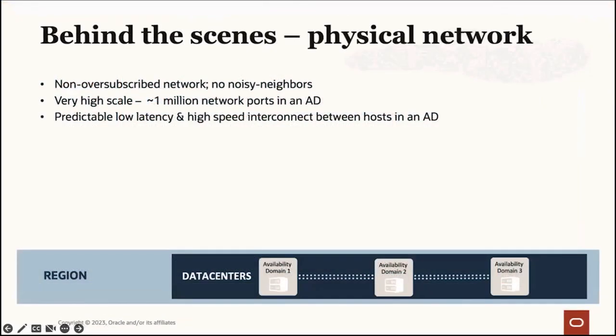Before we dive into the networking components, I wanted to talk about some of the behind-the-scenes pieces that make our networking services work. The first one is the physical network within OCI. The physical network is non-oversubscribed, so you won't have to deal with any noisy neighbors. Sunil, what exactly does non-oversubscription mean?